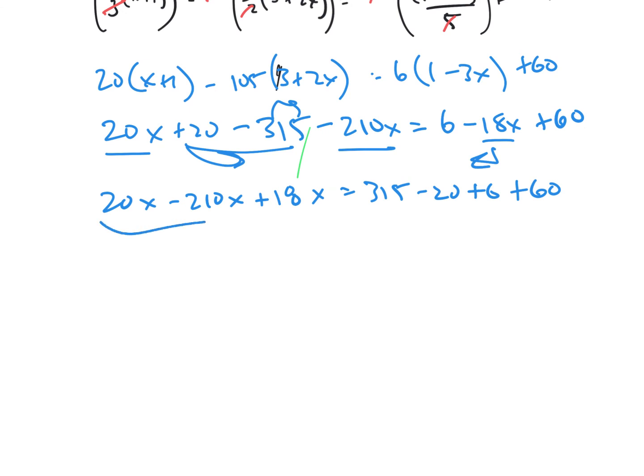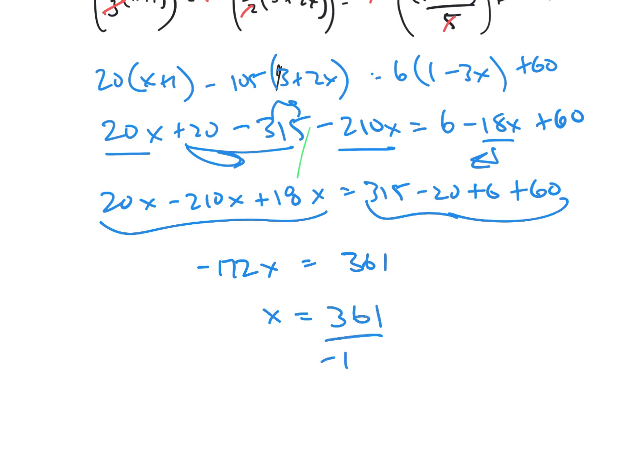Okay, when I add all those together, I believe I get 172x. And if I look at my calculator, I get 361, and so x will be 361 divided by negative 172. And this, as a decimal, is going to be negative 2.099.